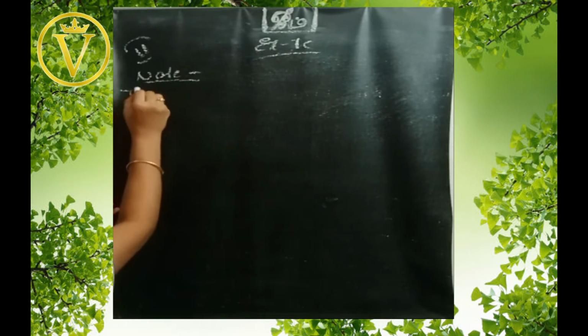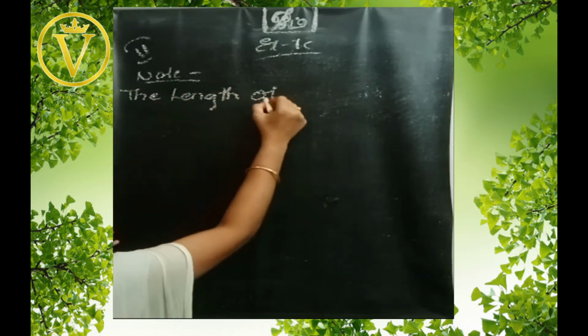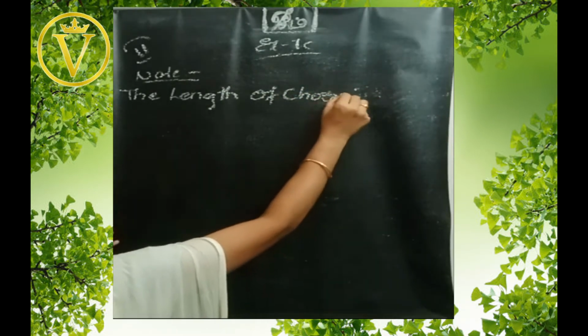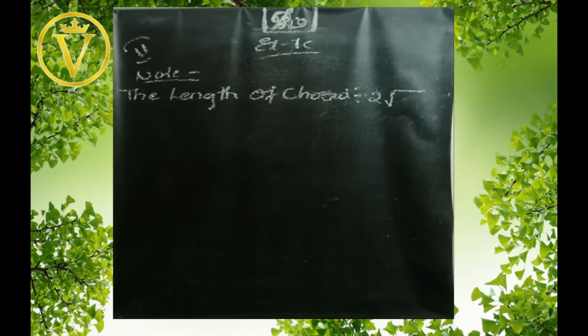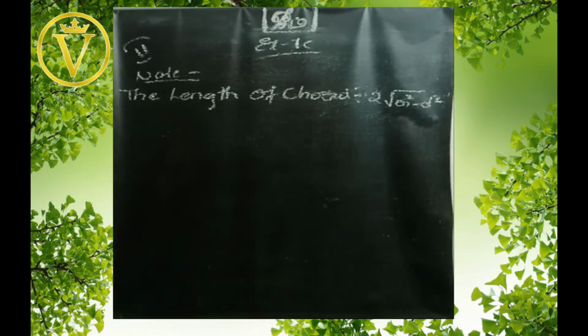The first note is the length of the chord. The length of the chord is 2 root of r square minus d square. So this is note 1.